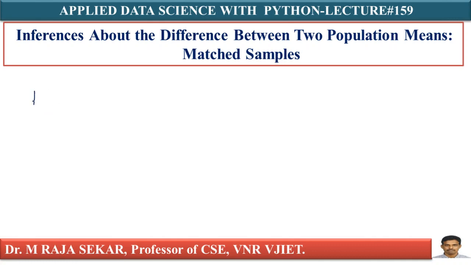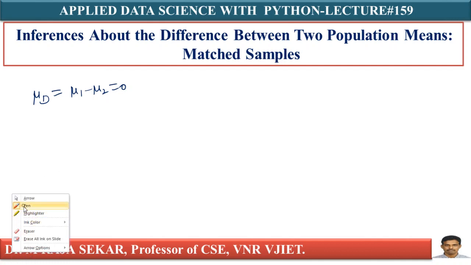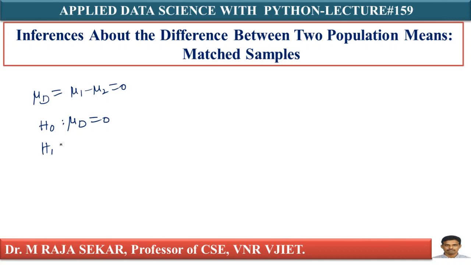I can say mu d. Mu d means the difference between the means, that is mu1 minus mu2 equal to 0, which means there is no difference. That comes under the null hypothesis. What is my null hypothesis here? My null hypothesis H naught is mu d equal to 0, where mu d is mu1 minus mu2 equal to 0. And what is my alternative hypothesis H1? The alternative hypothesis H1 is mu d not equal to 0.